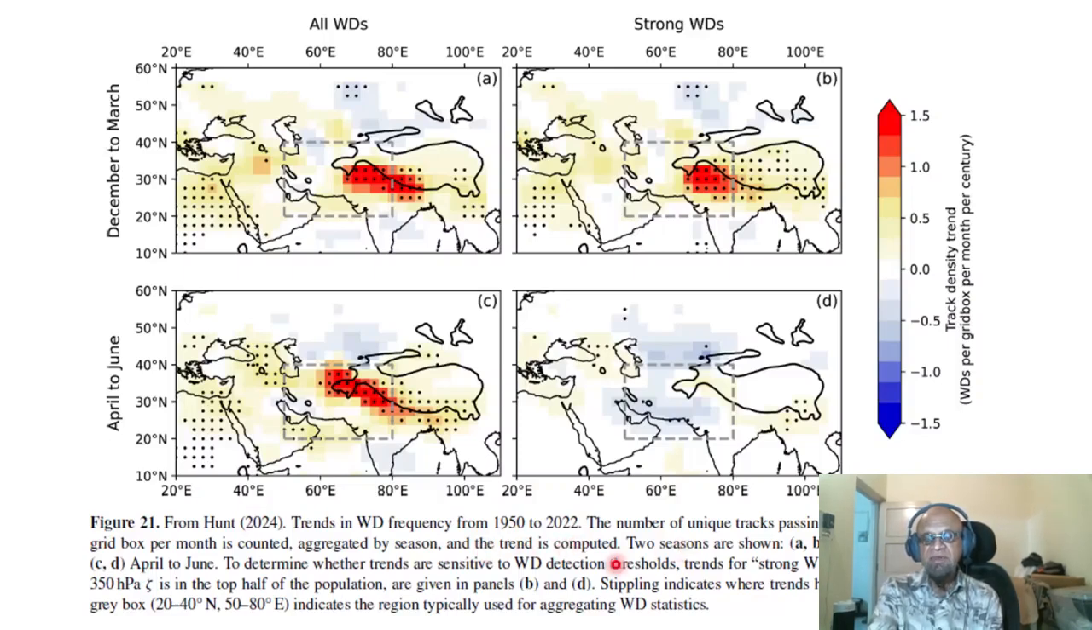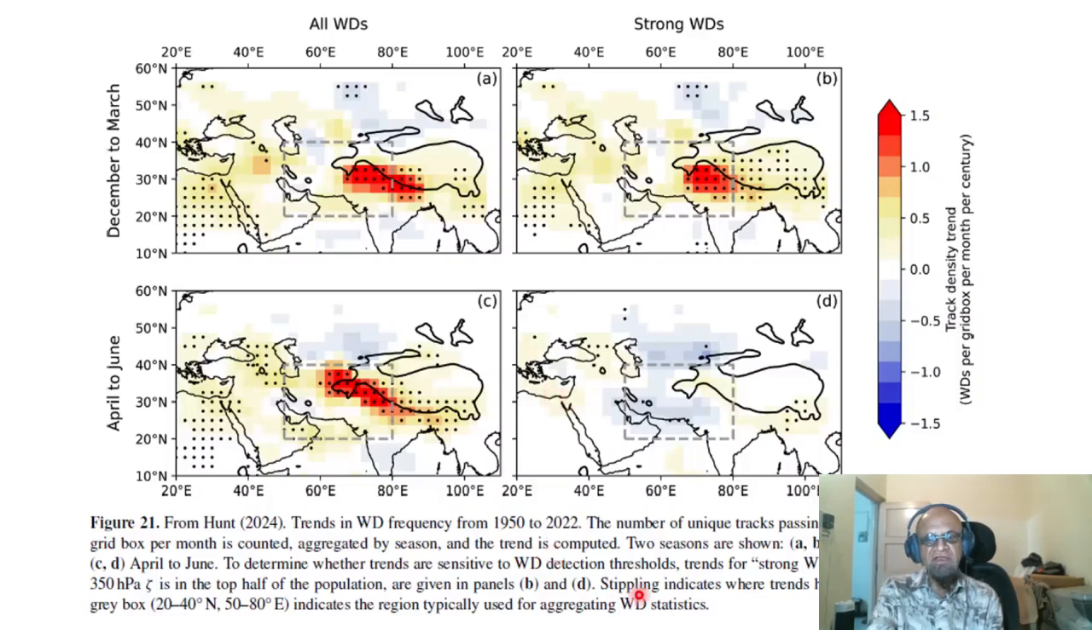The number of unique tracks passing through each 2.5 degree by 2.5 degree grid box per month is counted, aggregated by season, and the trend is computed. Two seasons are shown. A and B are December to March, and C and D are April to June.